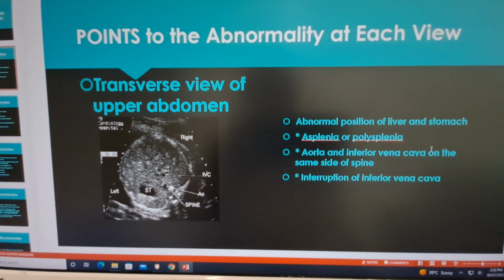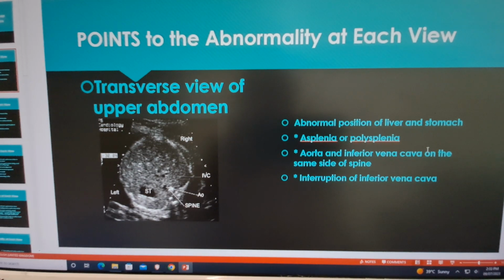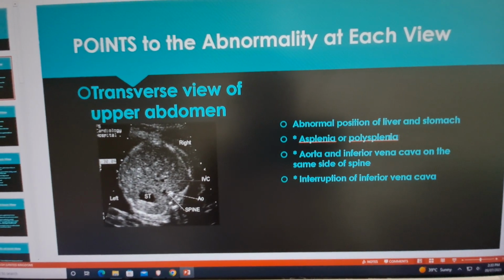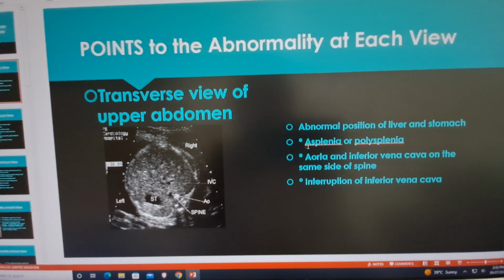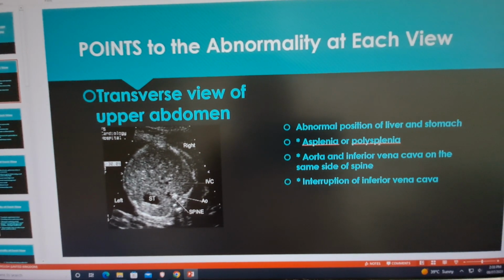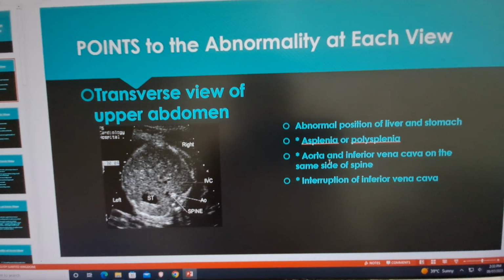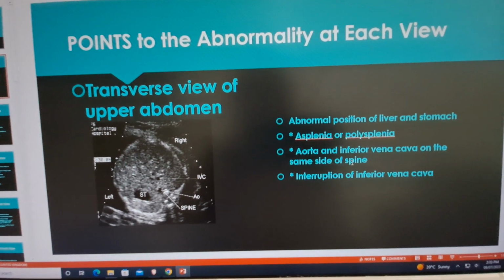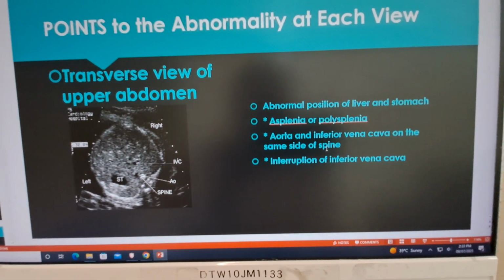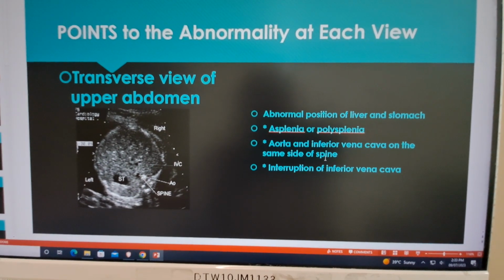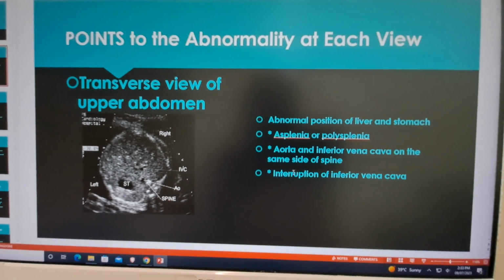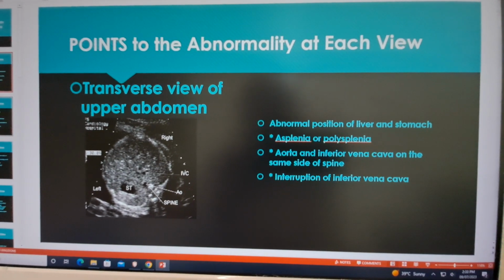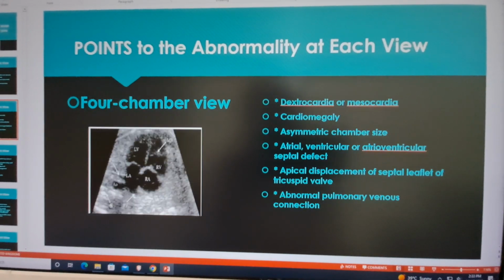If you find that something is going to be abnormal in the fetal heart, like abnormal position of the liver or the stomach, or asplenia, absence of the spleen, or polysplenia, or the aorta and inferior vena cava on the same side, it means something is going on. Interruption of the inferior vena cava is also a sign of fetal heart abnormality.